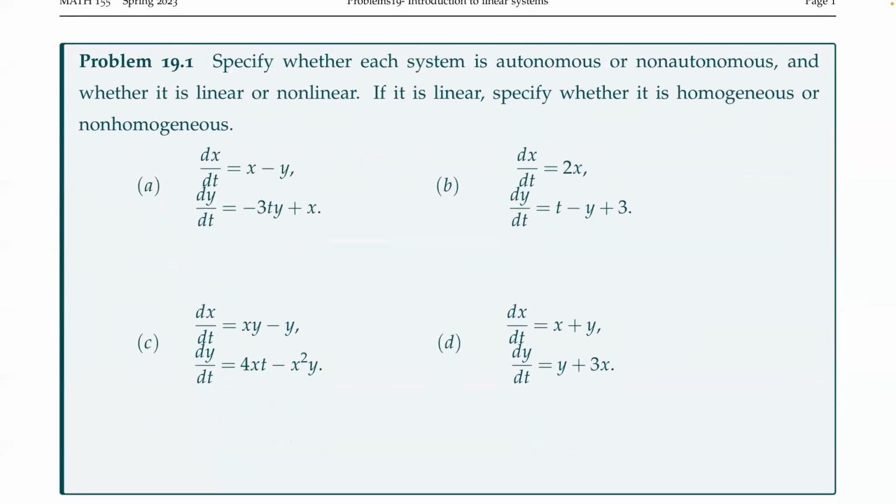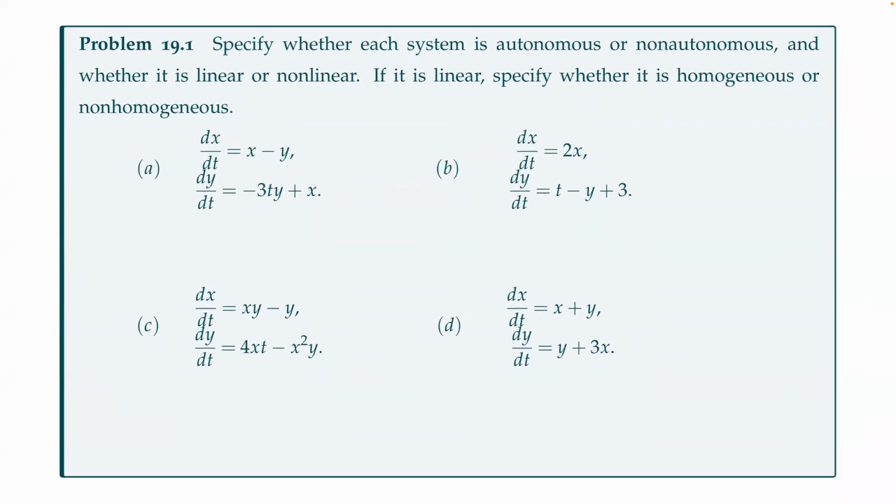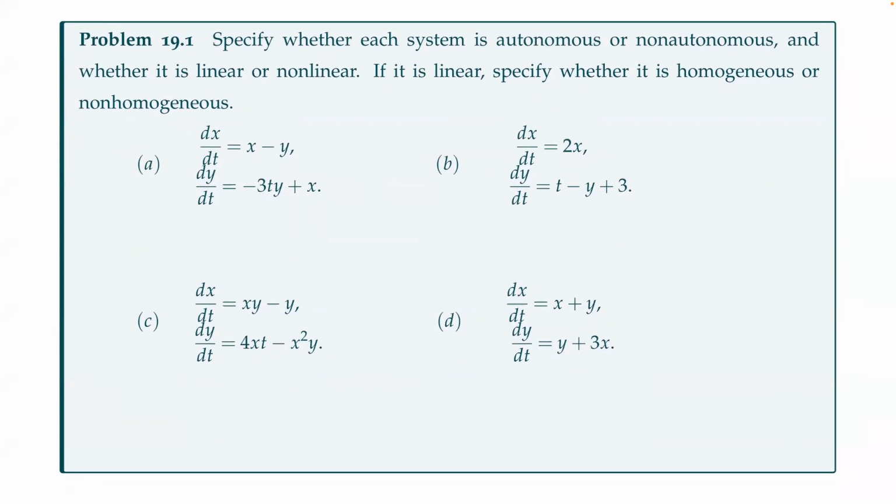Okay, so there are some problems on here that I'll leave to the end, or if I don't have time to go through, they're exercises. This first problem here is just classifying these different systems, making sure that you're familiar with the terminology: autonomous, non-autonomous, linear, non-linear, and homogeneous or non-homogeneous.